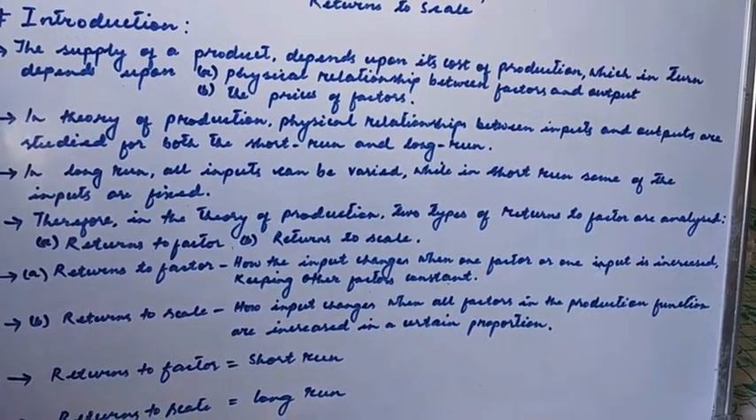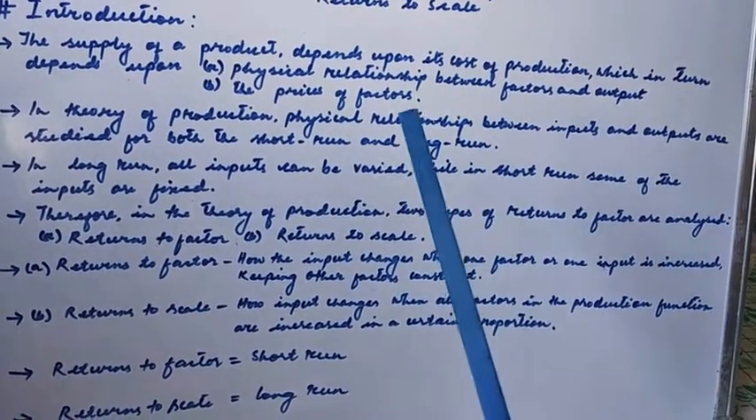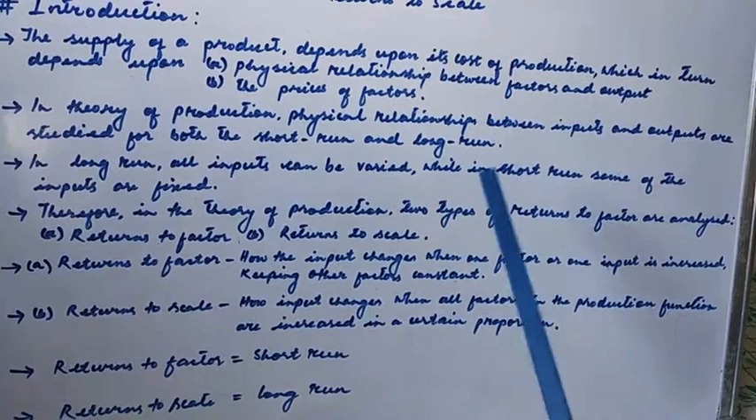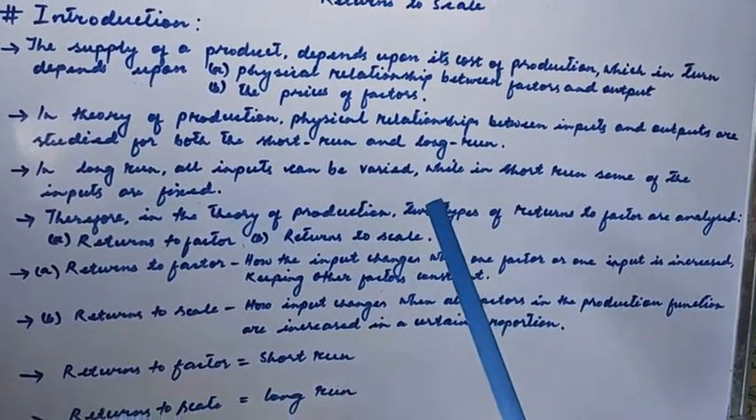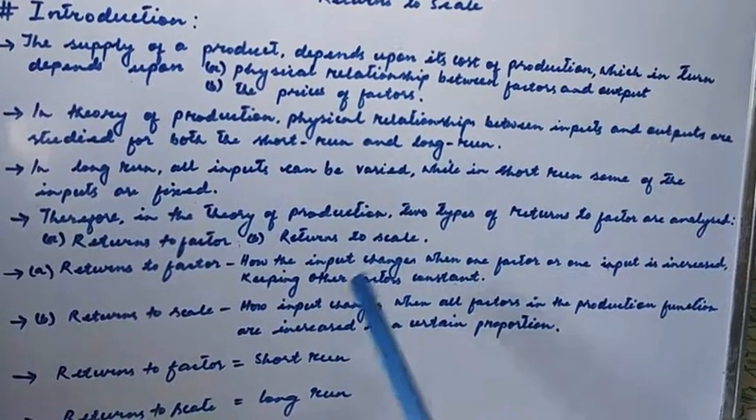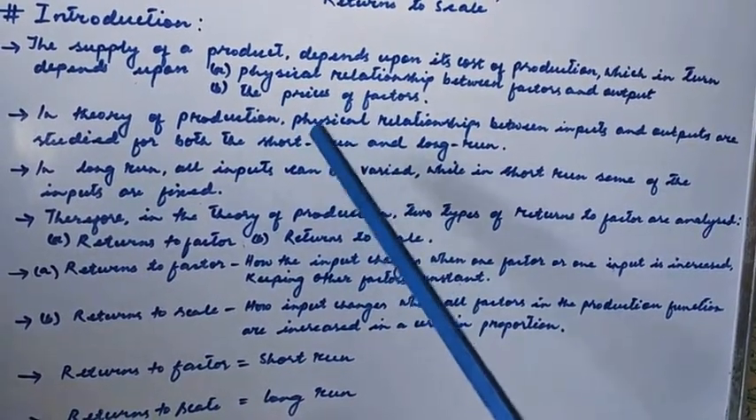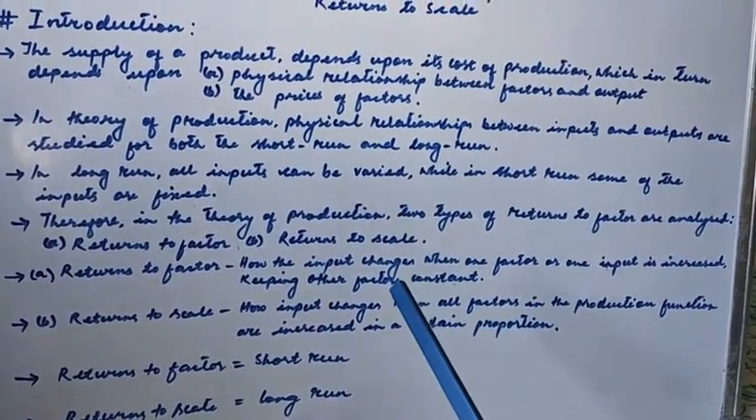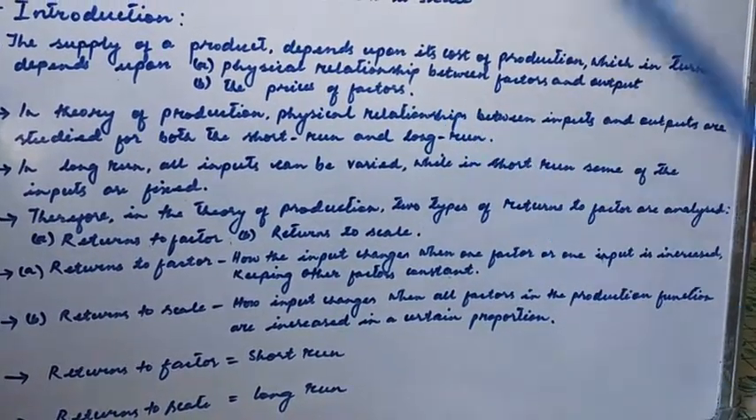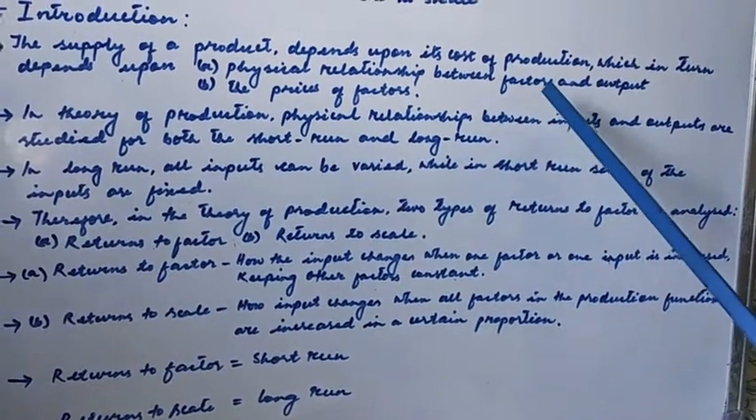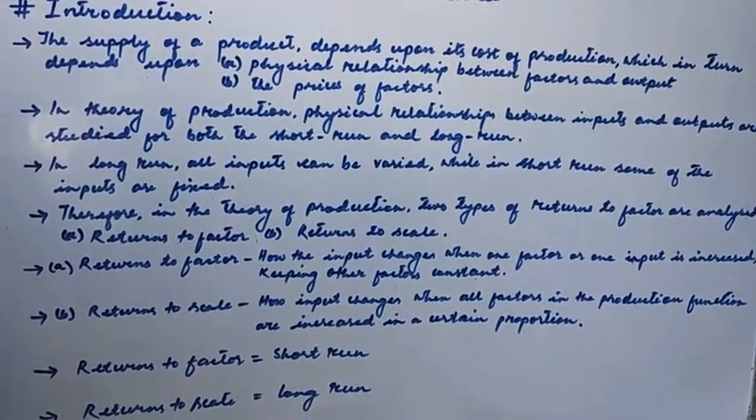So factors here we would mean the factors of production: land, labor, capital, entrepreneur. Those are the factors of production. So this cost of production will depend on the prices paid to the factors, which is factor payments, and the relationship that happens between the factors and the output.